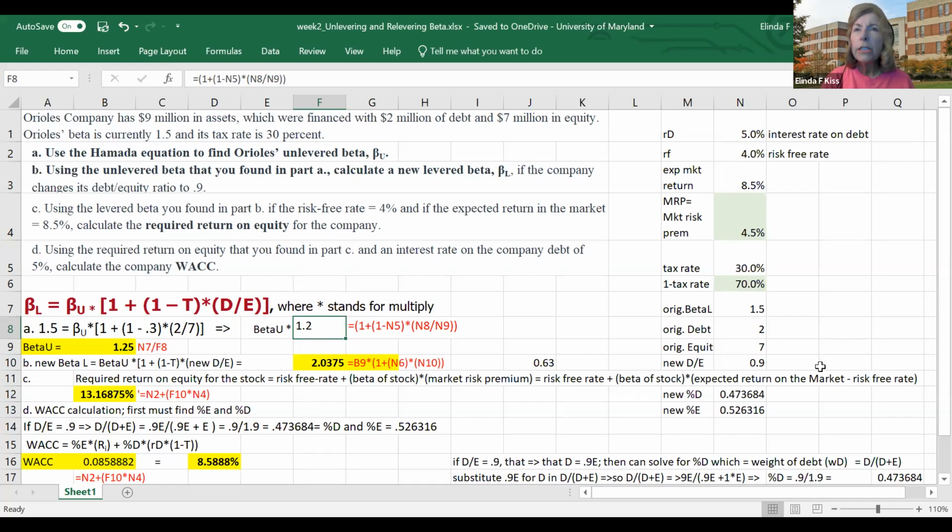The corporate tax rate is shown in cell N5 as 30%. The 1 minus the tax rate is 0.7. That's in N6.